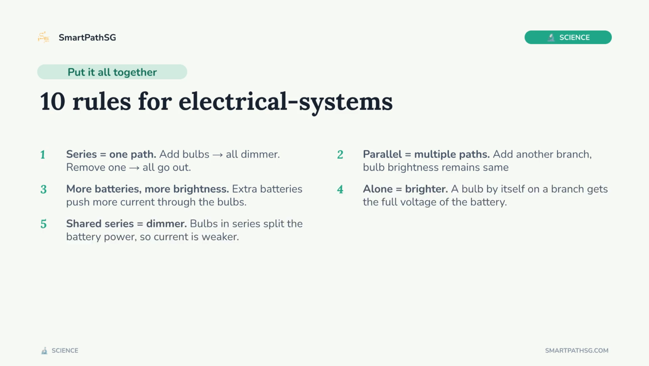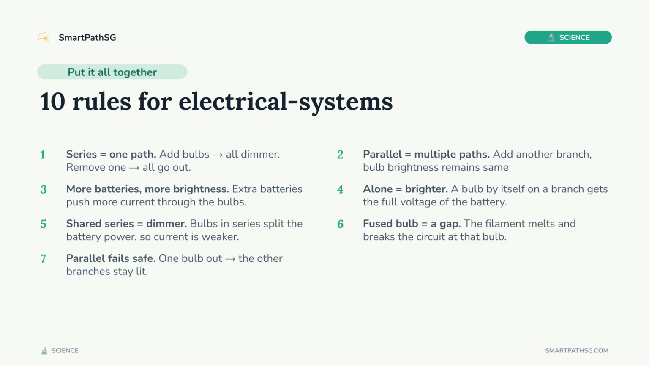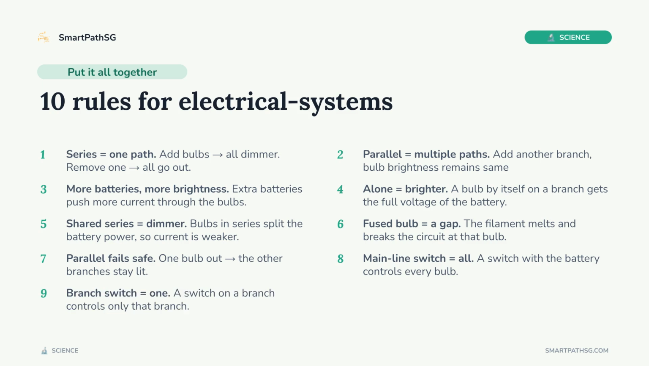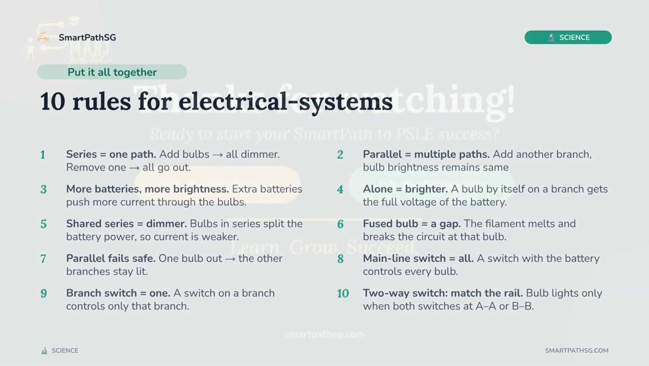Shared series is dimmer. A fused bulb leaves a gap in the circuit. Parallel fails safe. Mainline switch controls all. Branch switch controls one. And two-way switch lights only when both switches pick the same rail. That's a wrap for electrical systems.